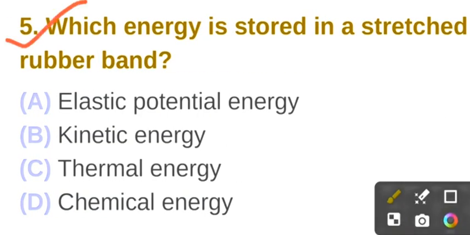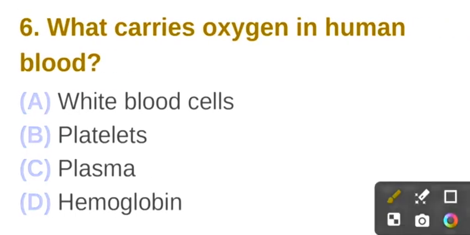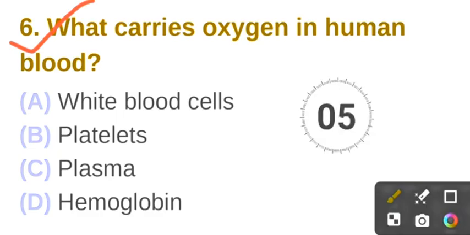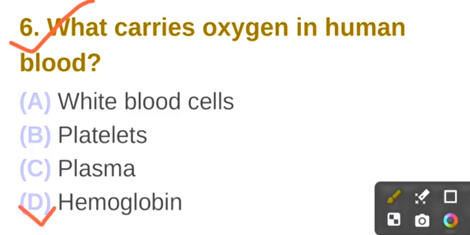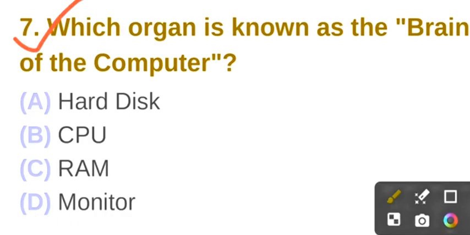Question number 5. Which energy is stored in a stretched rubber band? The correct answer is option A, elastic potential energy. Question number 6. What carries oxygen in human blood? The correct answer is option D, hemoglobin.